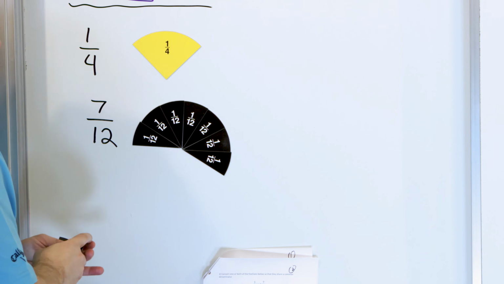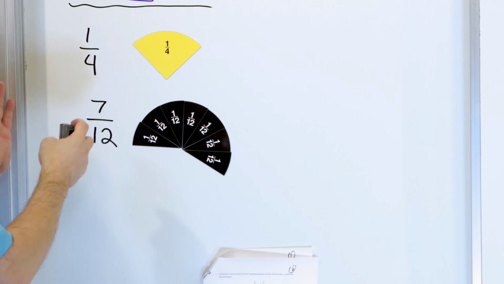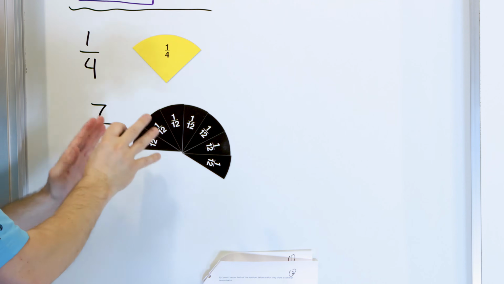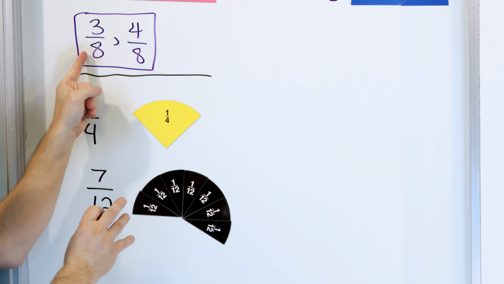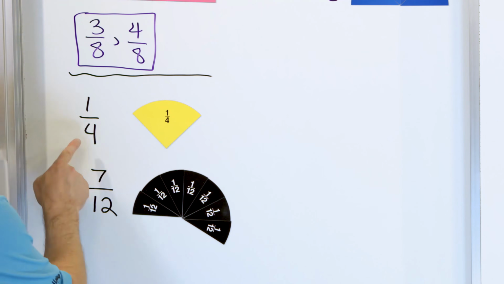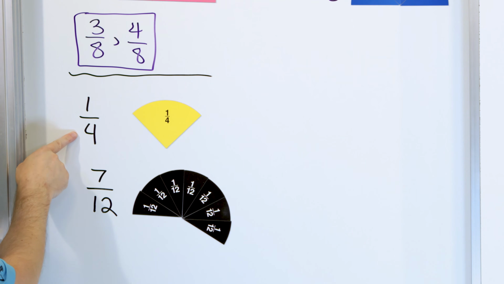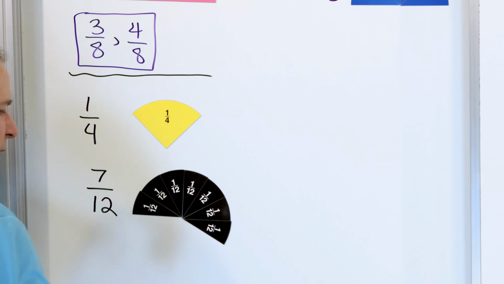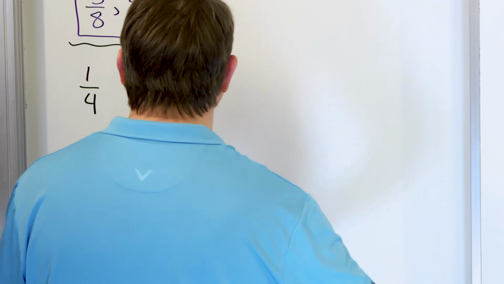So what I want to do, because remember, the reason we're doing this is because later we're going to add these together. And we want to have the bottom numbers the same in order to be able to add them. So how can I make these bottom numbers the same? I'm just going to play with this fraction. I'm going to multiply by 3 because 4 times 3 is 12. So let's go ahead and do that.